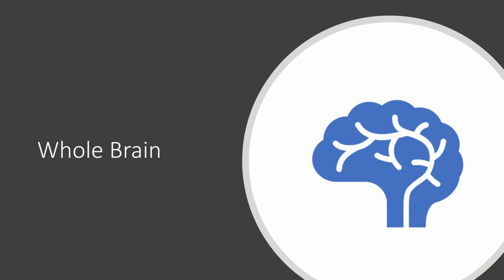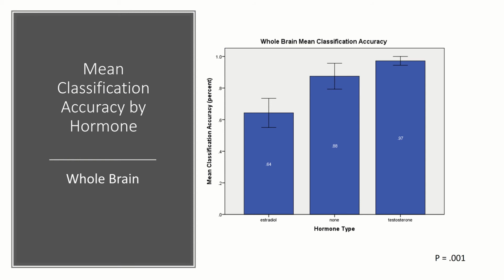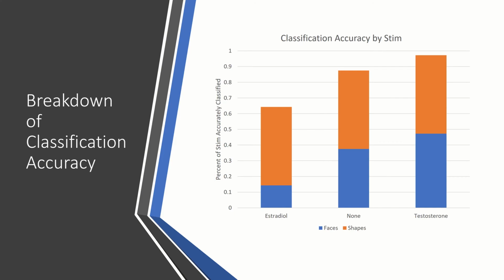Next, we did the same thing in the whole brain, and we can see that it's much more accurate. We can add in the significance testing, and we can see that estradiol is significantly less accurate than the other two, and the other two are about the same. So again, what does this mean? Where are they performing better? It looks like the shapes are about the same as before, but the faces are getting better, particularly in the no hormone group.